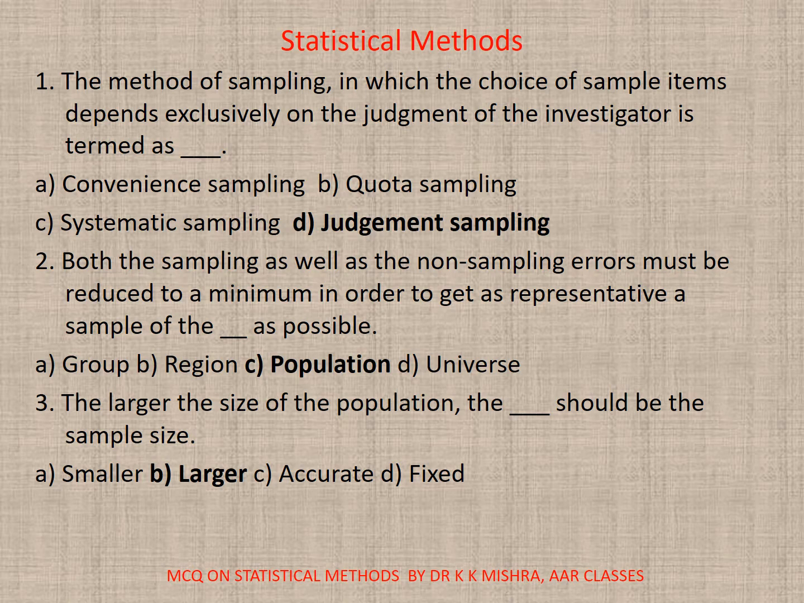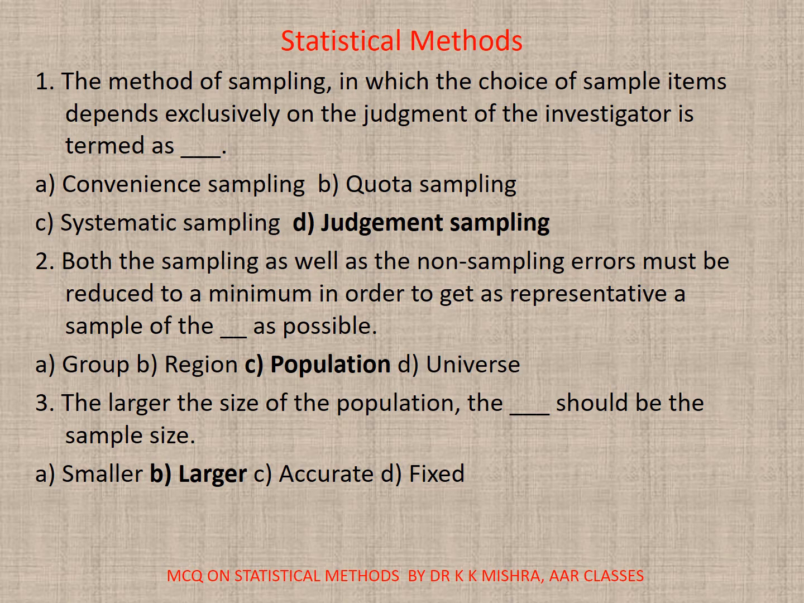2. Both the sampling as well as the non-sampling errors must be reduced to a minimum in order to get as representative a sample of the dash as possible. A. Group, B. Region, C. Population, D. Universe. Correct option is C. Population.